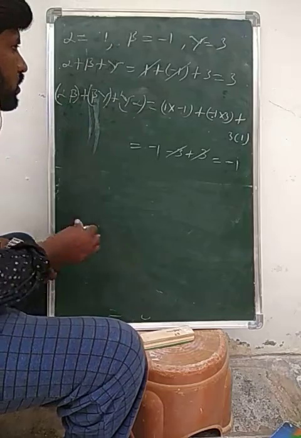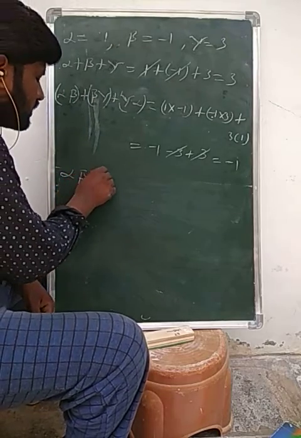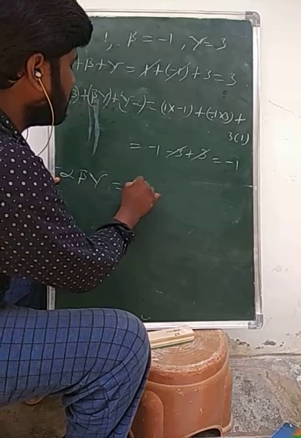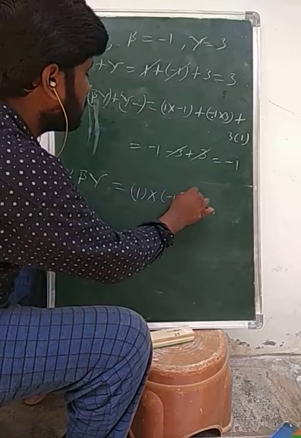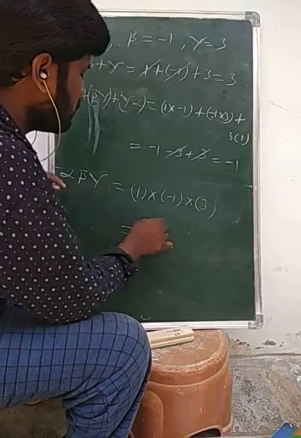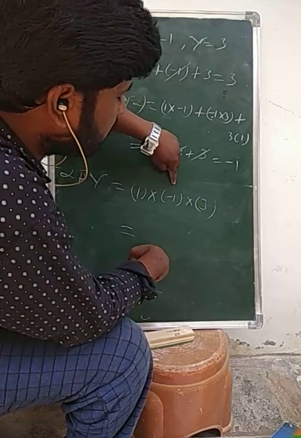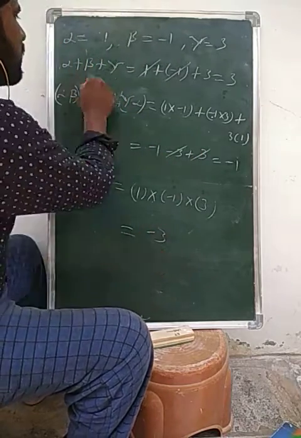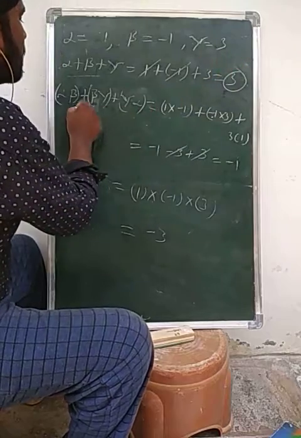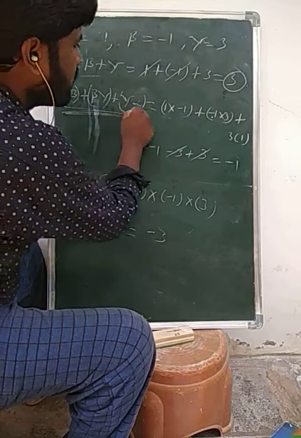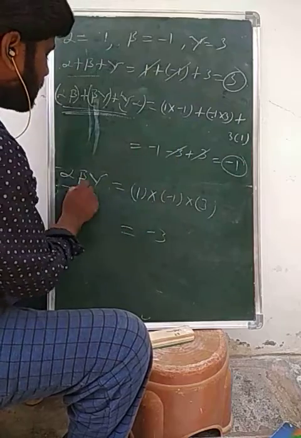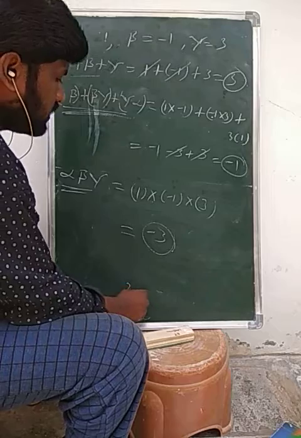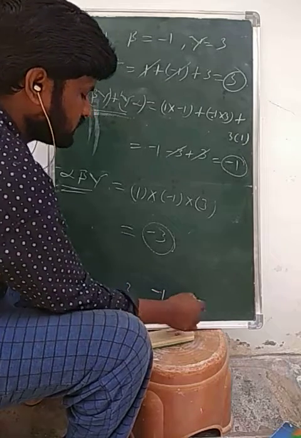Now the product of zeros, that is alpha beta gamma. What are they? Alpha is 1, beta is minus 1, gamma is 3. 1 into minus 1 is minus 1, minus 1 into 3, that is minus 3. Clearly, we get the sum of zeros, that is 3. The sum of products of zeros taken two at a time is minus 1, and the product of zeros is minus 3. We just write it as a side note: 3, minus 1, minus 3.